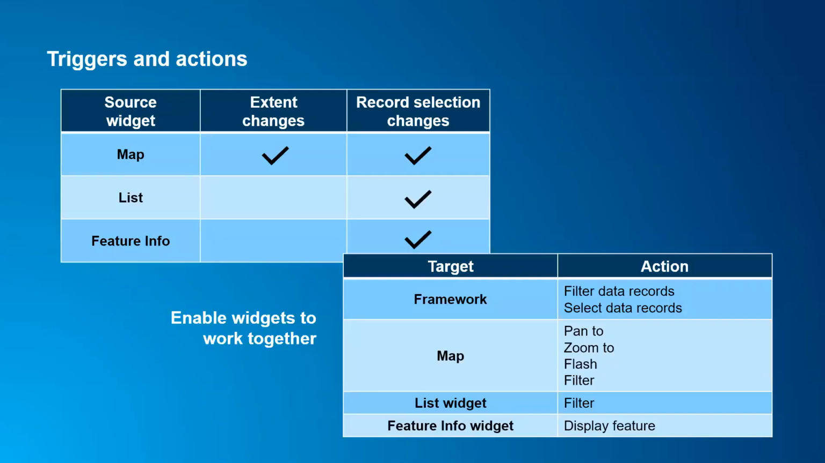And then the last thing is the idea of triggers and actions. Again, if you were in the dashboard session, you saw how a list has an action that would affect a map. And we just did that as well in our example. But you can see the types of actions that are available to you and the kinds of things that can happen to a widget when it's acted upon, when it's attached to an action. Like a map will pan or zoom or flash or filter, and a list will filter, et cetera, et cetera.